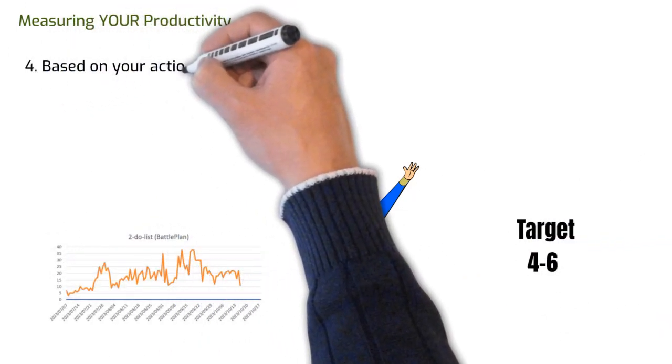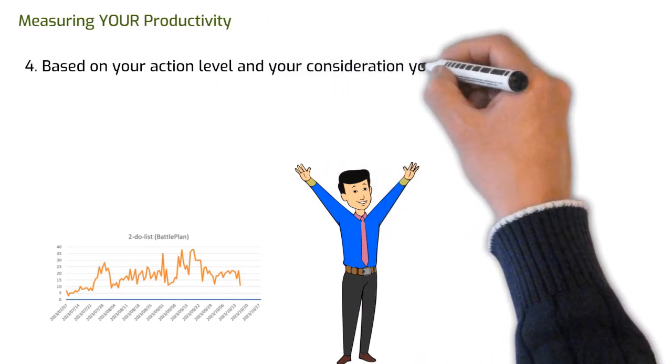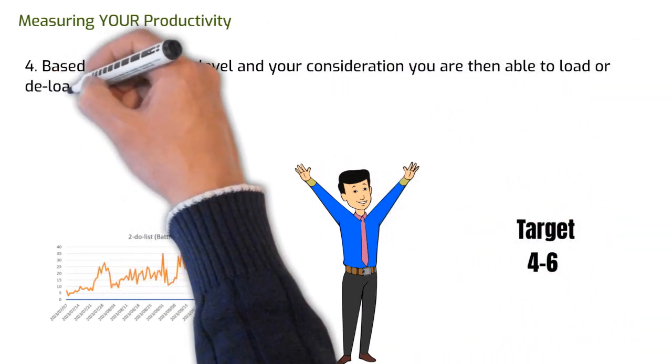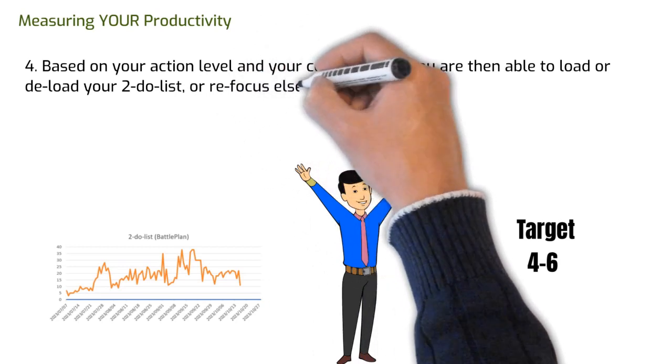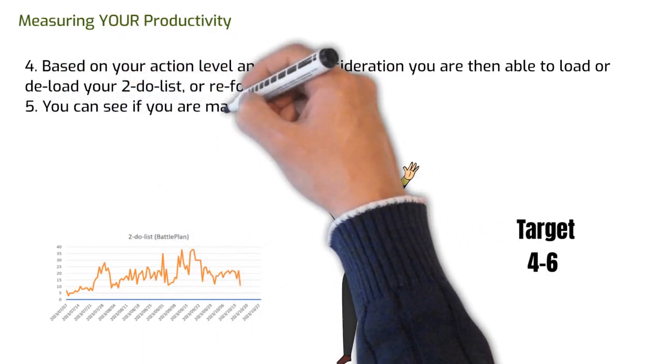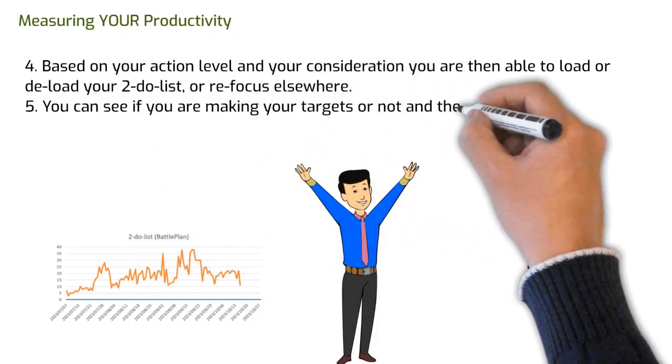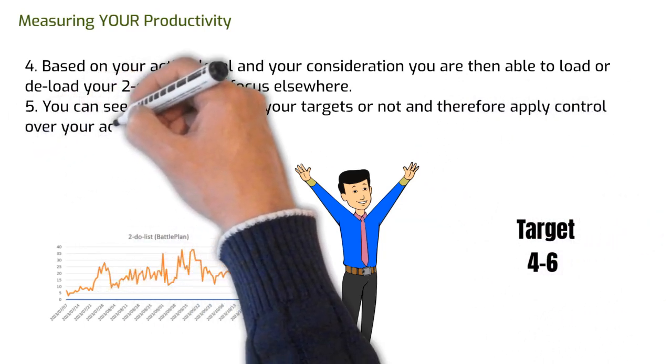Based on your action level and your consideration, you are then able to load or deload your to-do list or refocus elsewhere. You can see if you are making your targets or not, and therefore apply control over your action.